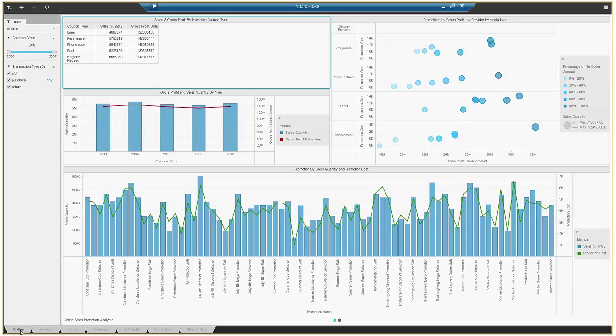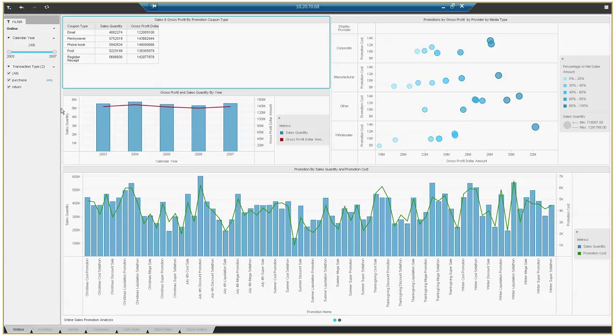If you noticed in the lower left-hand side here, we have different tabs. The first tab is representing online web sales from our website. The next tab is inventory. We have some information on vendor, customers, call center, store sales, as well as some of our store order information.